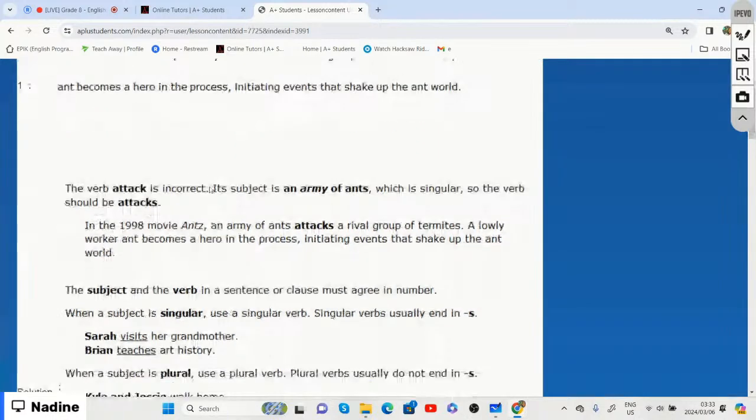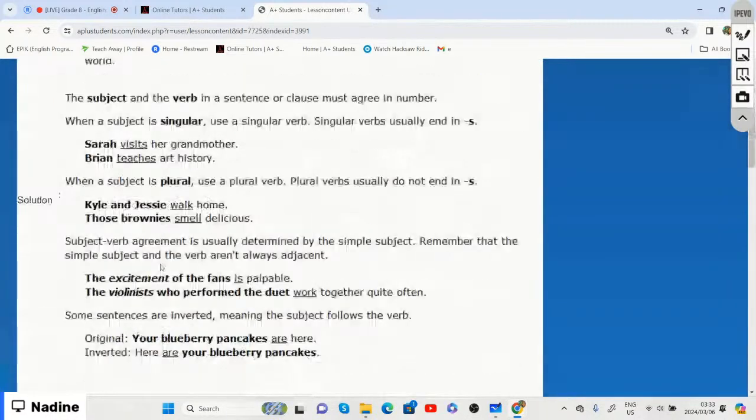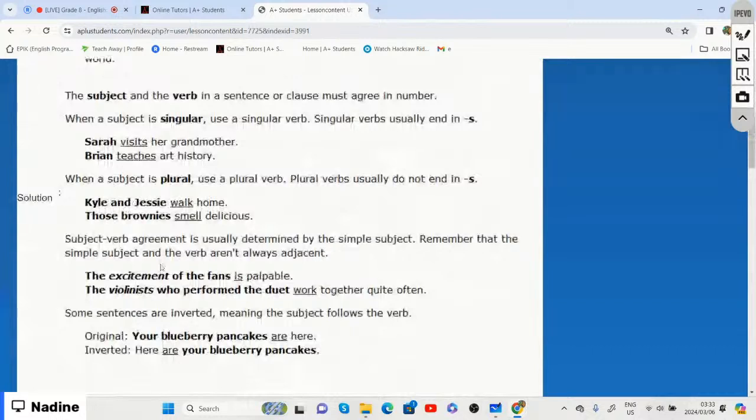The subject and the verb in a sentence or clause must agree in number. When a subject is singular, we use a singular verb. Singular verbs end in S. For example, Sarah visits her grandmother. Brian teaches art history.